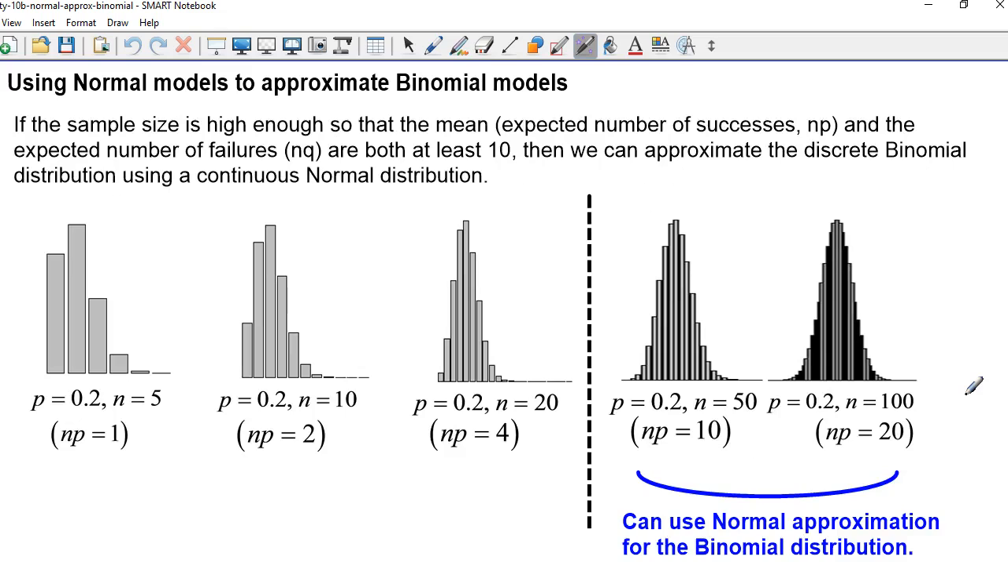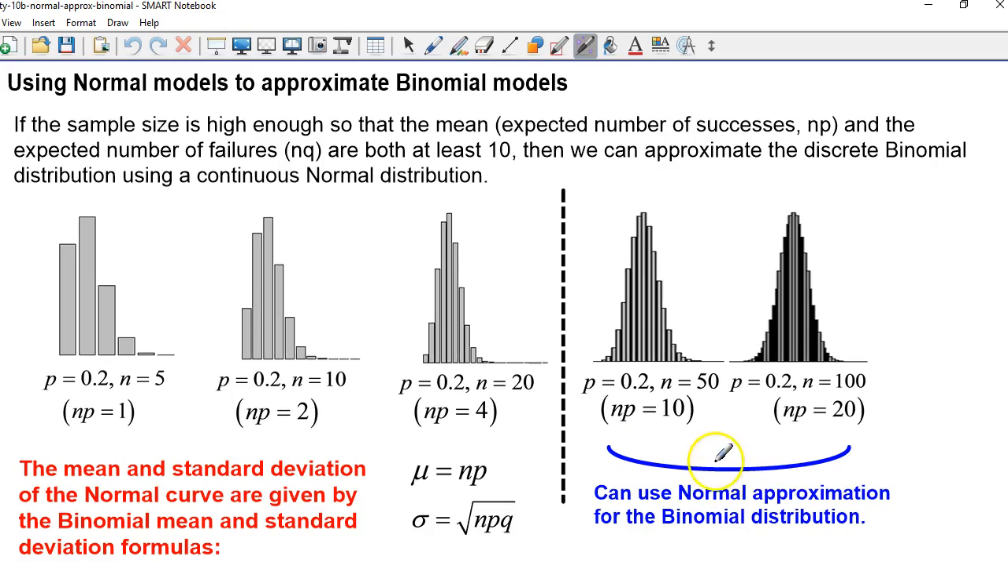In fact, above a certain limit, we can use a normal approximation. In other words, we can approximate this discrete distribution of individual values with a continuous normal distribution that has a specific mean and standard deviation. And the cutoff for when we can do that is when the expected number of successes, which is what in the Poisson model we talked about was lambda, is n times p, and also the expected number of failures, n times q, are both at least 10. Then that means we can use a normal approximation for the binomial distribution. We can use a continuous model to approximate a discrete model.